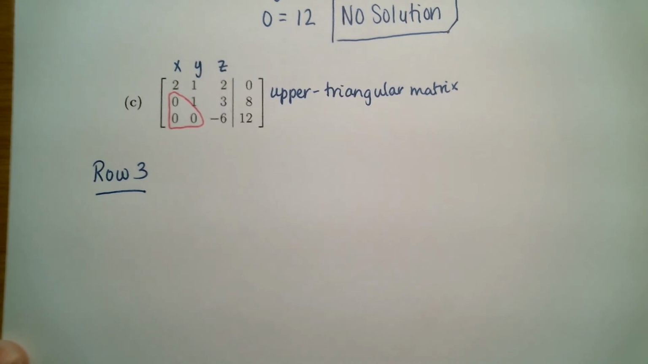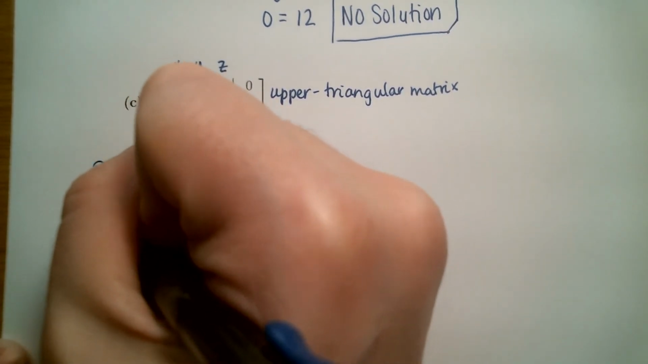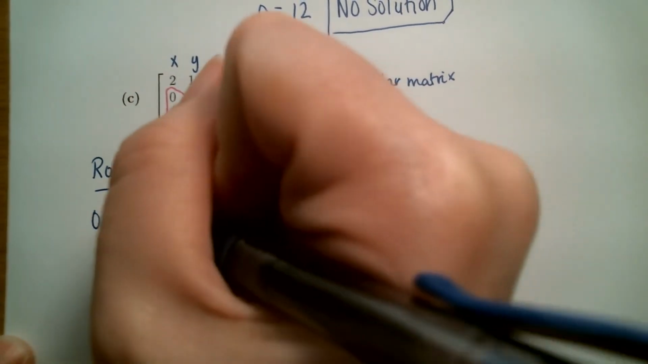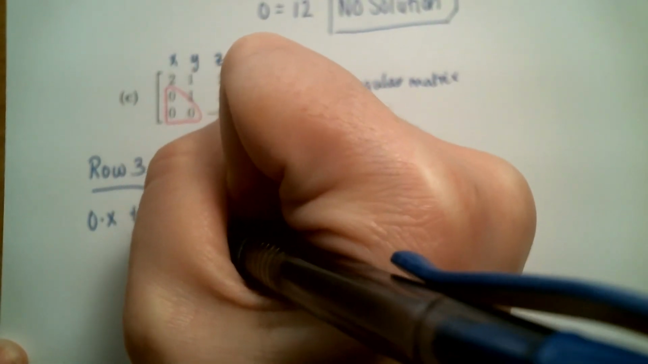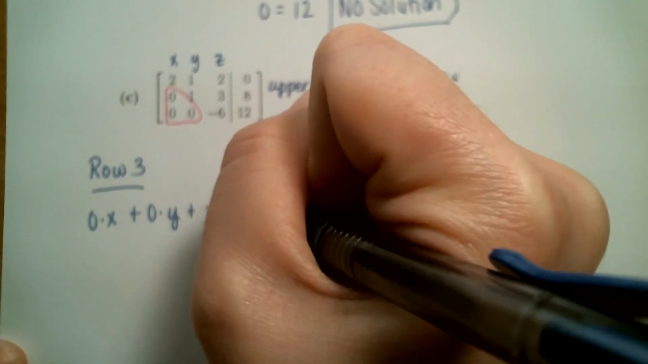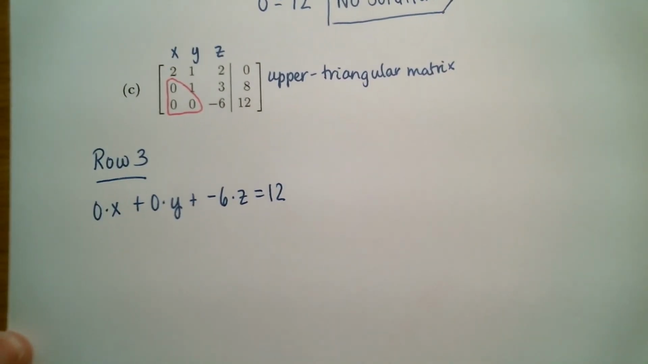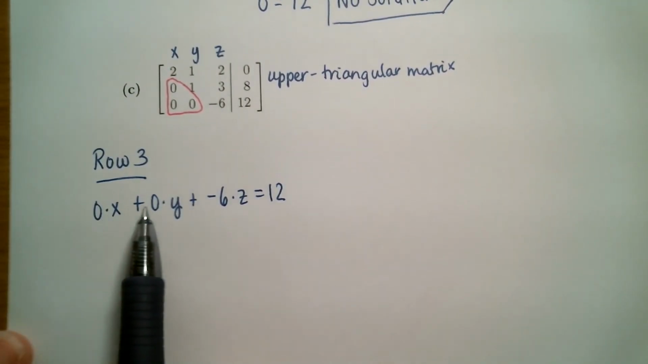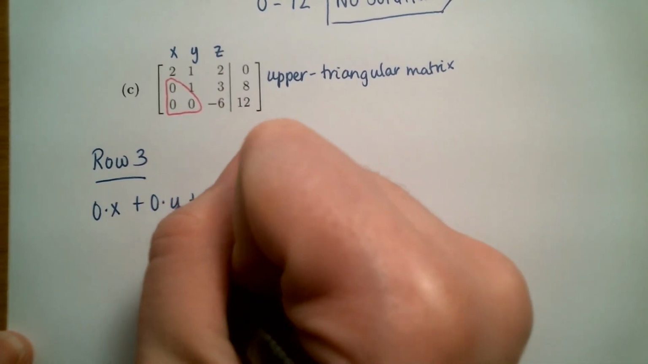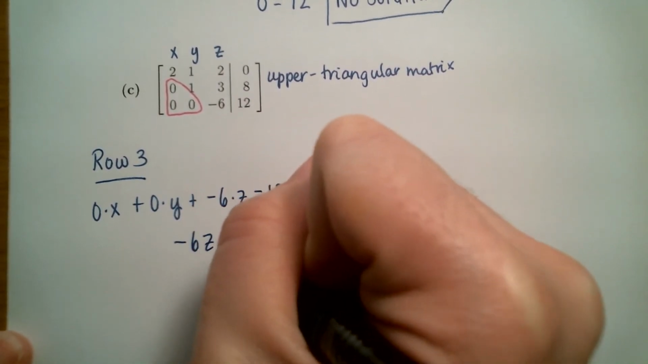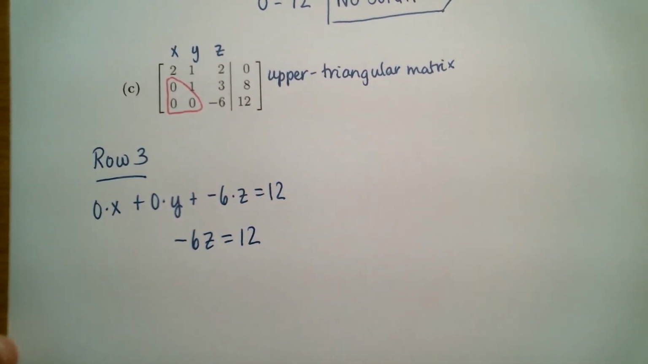Translate the third row. It's going to be 0 times x plus 0 times y plus -6 times z is equal to 12. Clean it up. This is going to be 0 plus -6z is equal to 12. And that's an equation that we can solve for z.